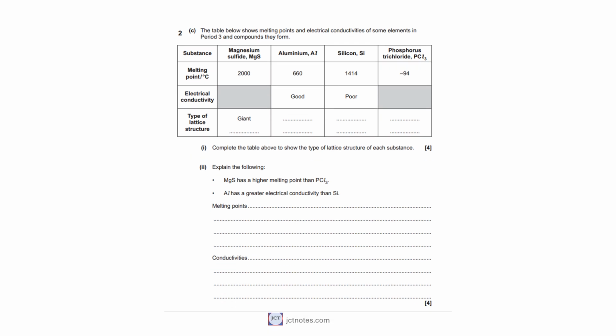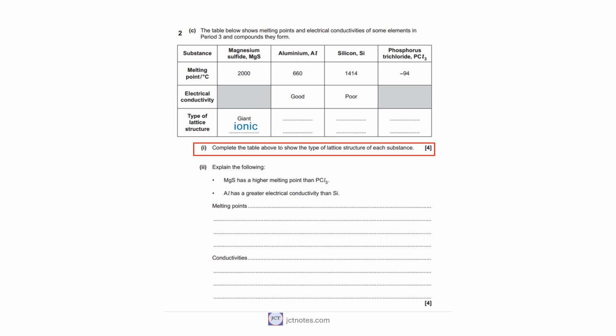In Part C, of Question 2, we are provided with a table showing melting points and electrical conductivities of some elements in period 3 and their compounds, and we have 2 questions. In the first question, we are asked to complete the table to show the type of lattice structure of each substance. Magnesium sulfide is a compound formed by ions of the metal magnesium and of the nonmetal sulfur. This combination produces ionic bonding between these ions. The structure is giant ionic.